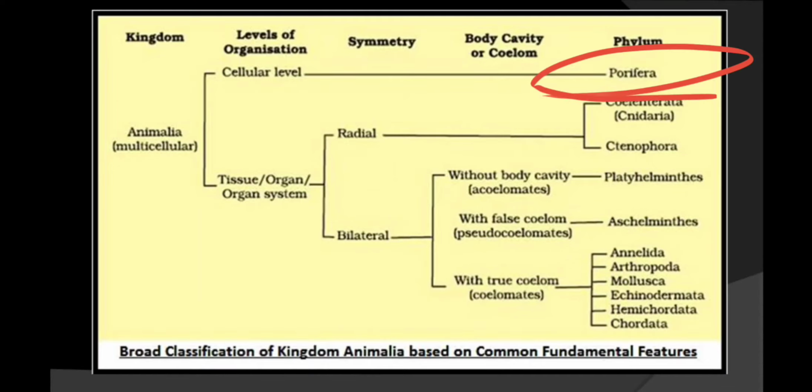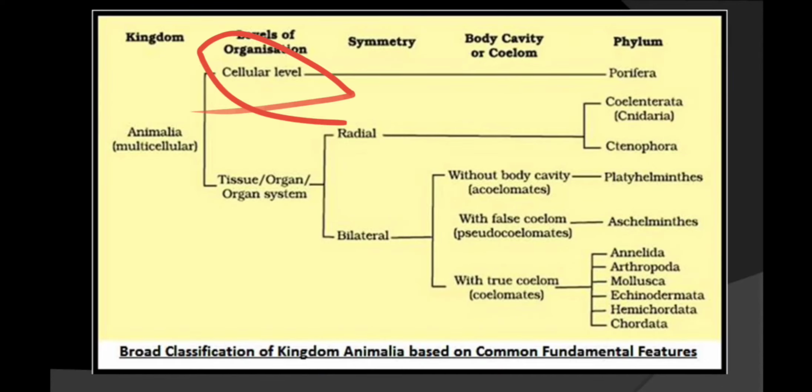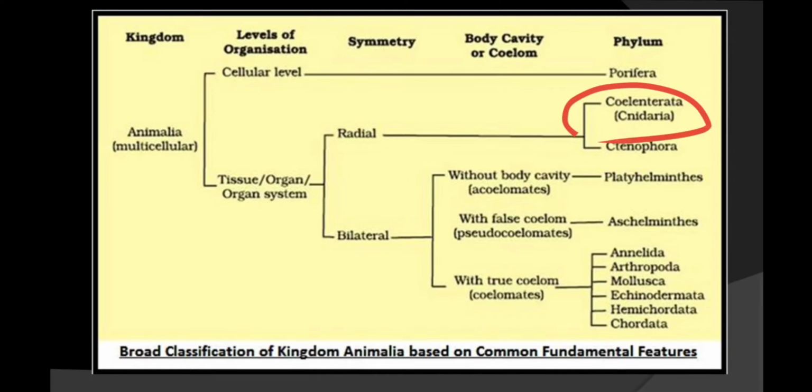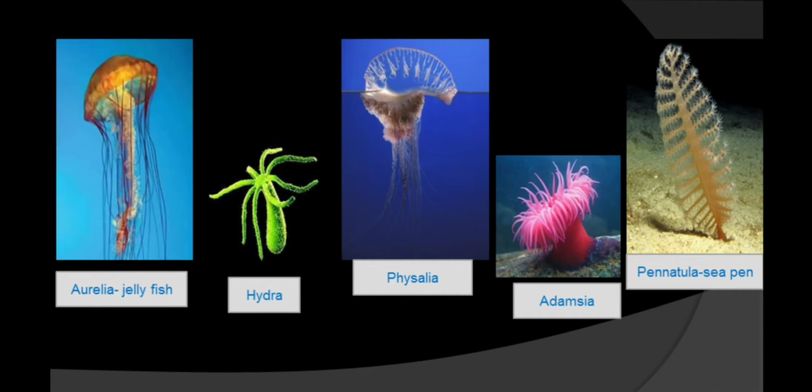As you have seen, the poriferans have a cellular level of organization. Now here you will find in the coelenterates a tissue level of organization. So here are some of the members of the phylum Coelenterata. This is Aurelia, which is also known as jellyfish.